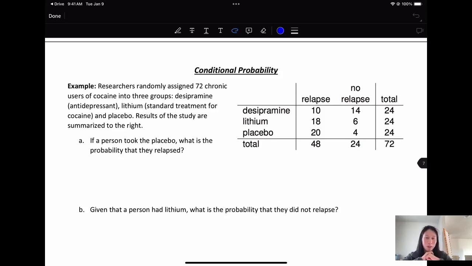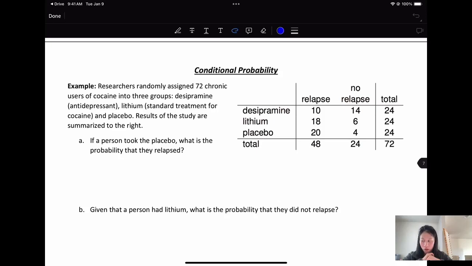In this video, we're going to talk about conditional probability. Researchers randomly assigned 72 chronic users of cocaine into three groups: the supplement, lithium, and the placebo. Results of the study are summarized to the right. If a person took the placebo, what is the probability that they relapse?